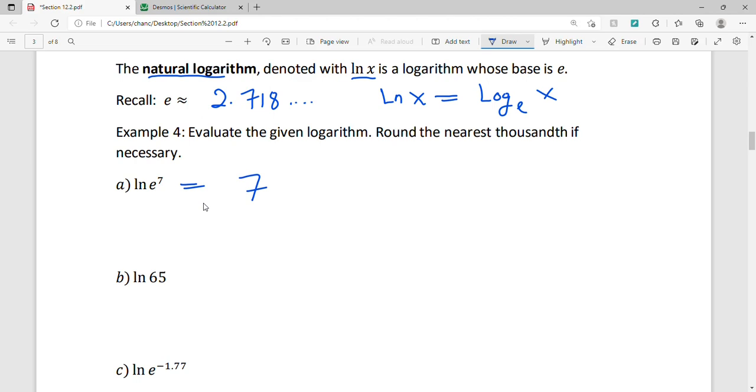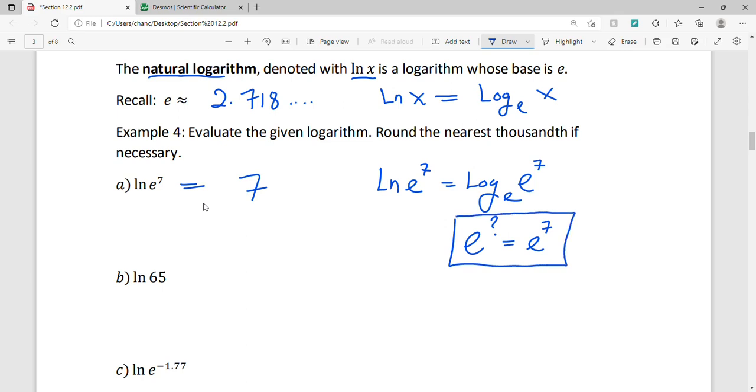And that makes sense because the natural log of e to the 7th is equivalent to log base e of e to the 7th, which implies e to what power is equal to e to the 7th. So think about that for a moment and you'll clearly understand that that exponent has to be a 7 because the base is the same. And that's why the natural log of e to the 7th is equal to 7.